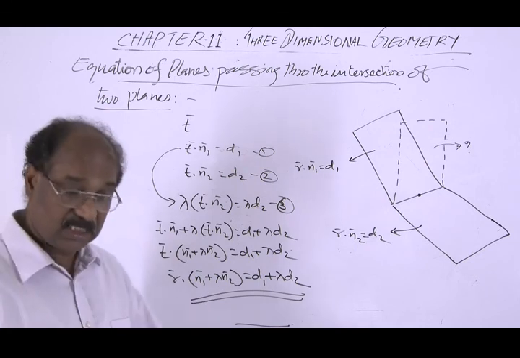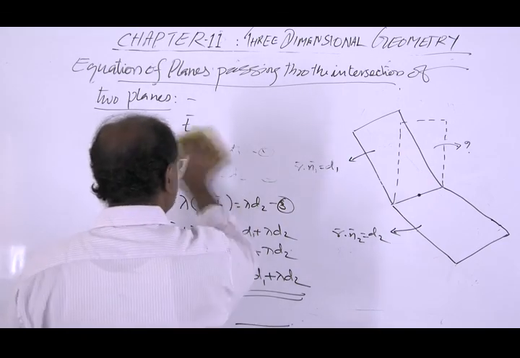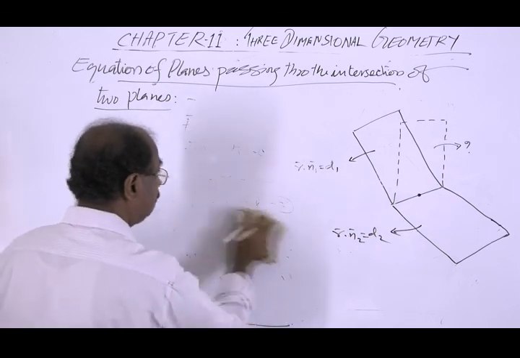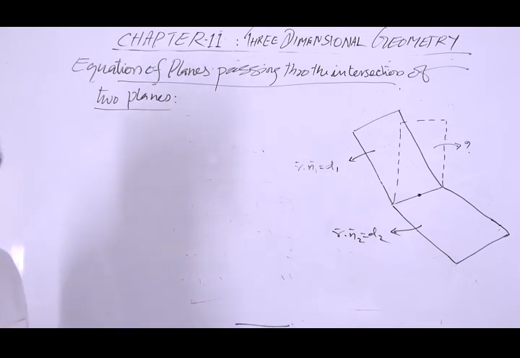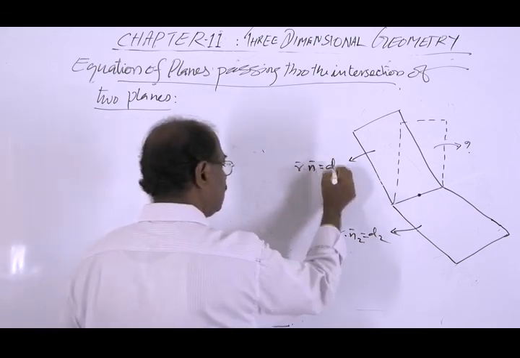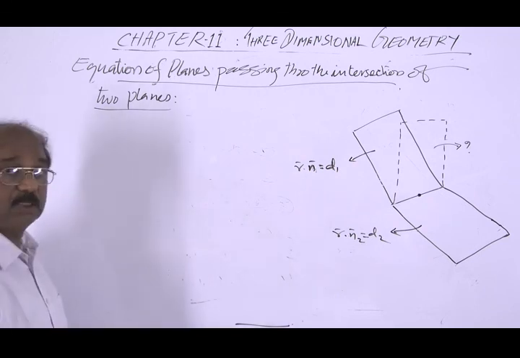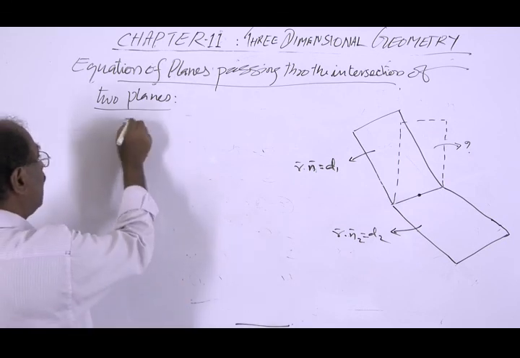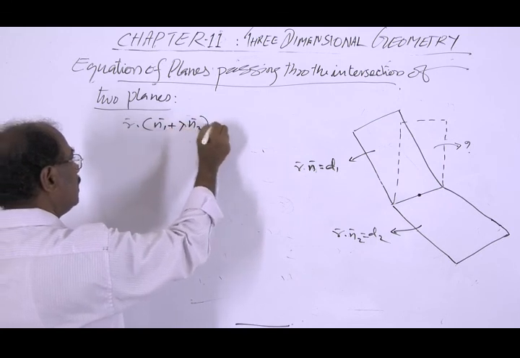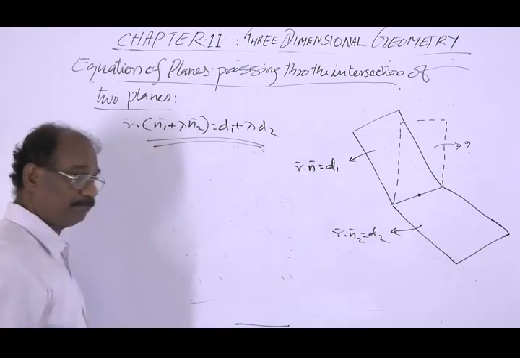We can derive its Cartesian form also. So derive its Cartesian form, resolving all these vector forms into the Cartesian form. We have the vector form of the equation of the plane passing through the intersection as r dot (n1 plus lambda n2) is equal to d1 plus lambda d2. So this is the vector equation.